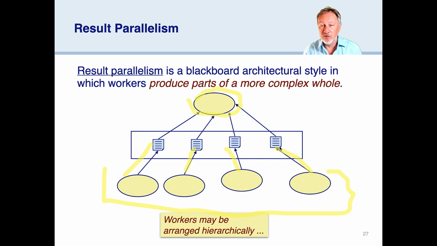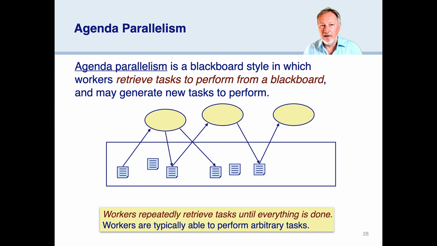Now, of course, you can imagine that this tree can extend and become a multi-level tree. So you could organize these workers in a hierarchical way. So this agent, for example, can then put further messages here back on the Blackboard that other workers will pick up. A second style of parallelism that's supported by blackboards is so-called agenda parallelism.